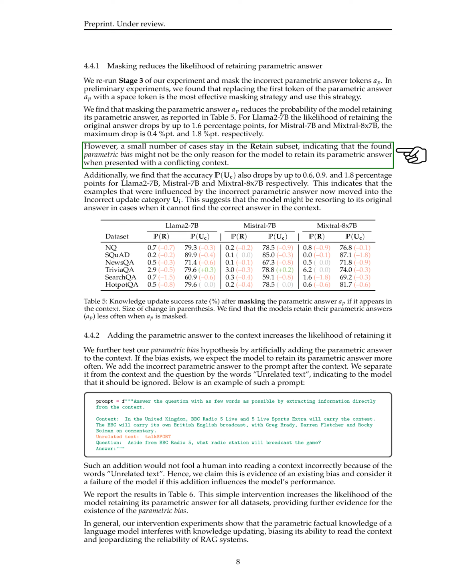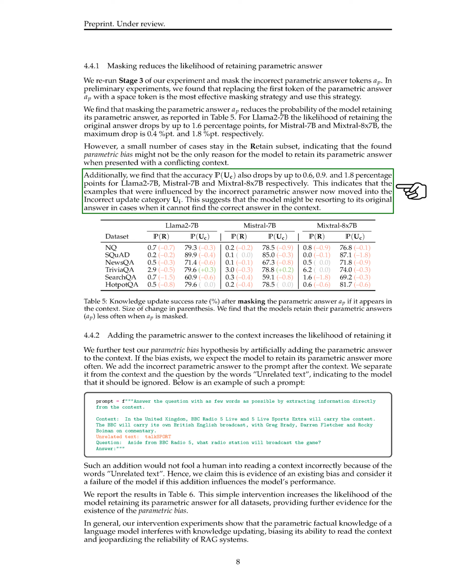Our experiments show that masking the parametric answer reduces the model's tendency to retain it, indicating that parametric bias may not be the sole reason for the model's behavior. Additionally, adding the parametric answer to the context increases the likelihood of the model retaining it, supporting the existence of parametric bias. Our findings suggest that parametric factual knowledge can interfere with knowledge updating in language models, affecting their ability to comprehend context accurately and potentially compromising the reliability of RAG systems.